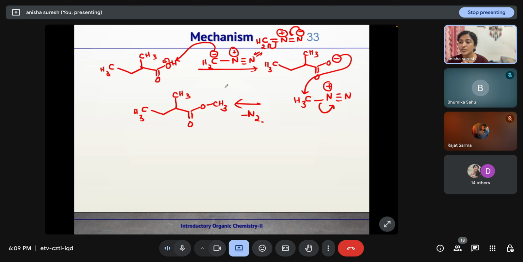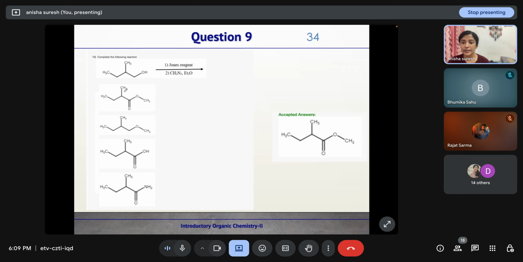So first Jones oxidation is taking place, leading to conversion of primary alcohol directly into carboxylic acid, and in the presence of diazomethane, the carboxylic acid will undergo esterification, leading to formation of methyl ester. So here the final product will be this one, option A. Clear? Yes, ma'am, clear.